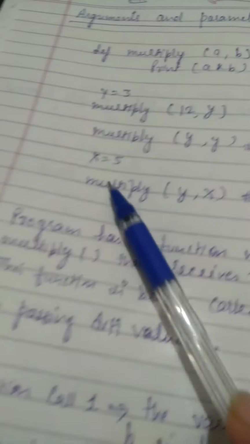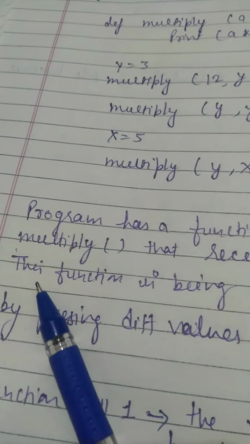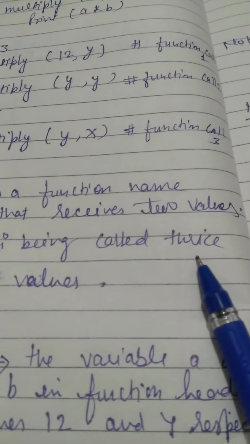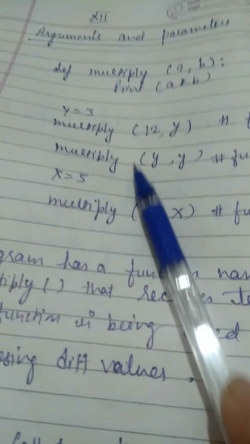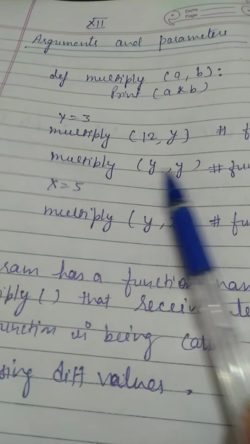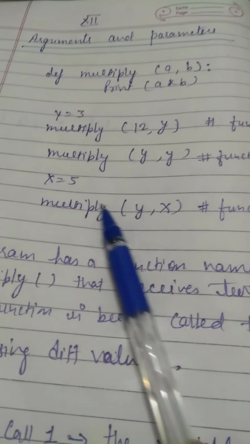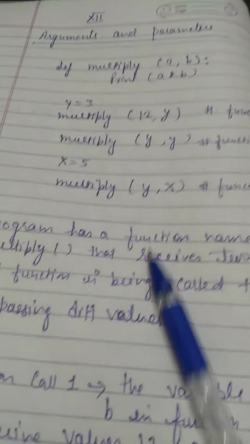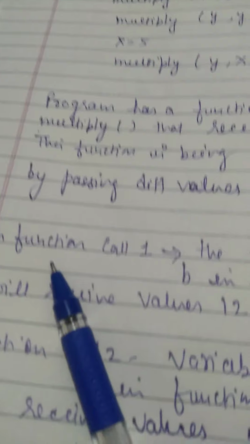Now, the program has a function named multiply that receives two values. I have told you, it receives two values. This function is being called thrice by passing different values: 12 comma y means 12 comma 3, y comma y means 3 comma 3, and y comma x means 3 comma 5. With three different values, we have called this function 3 times.